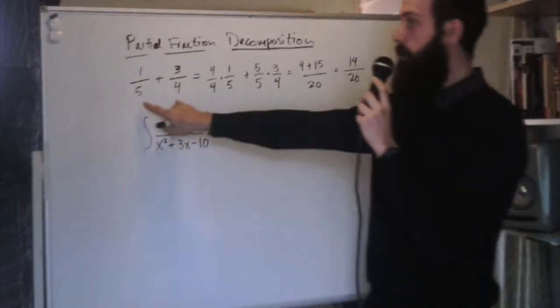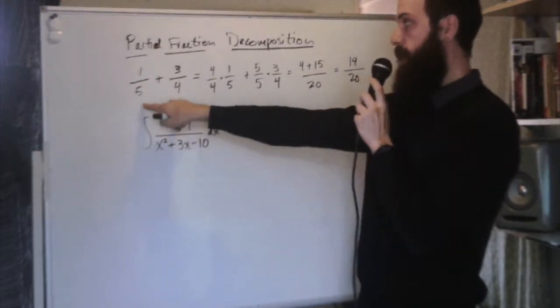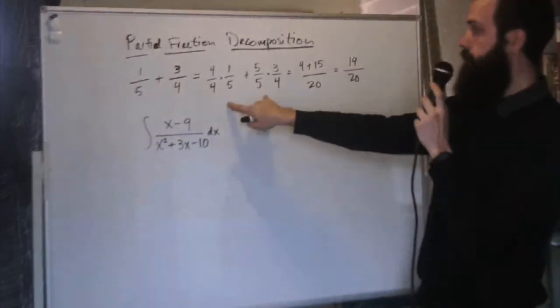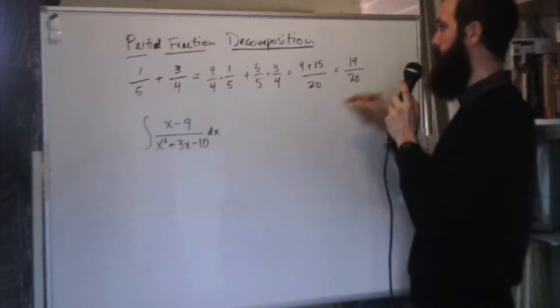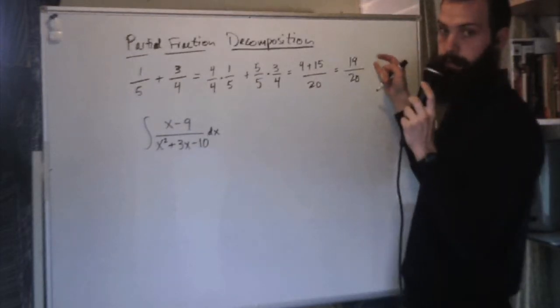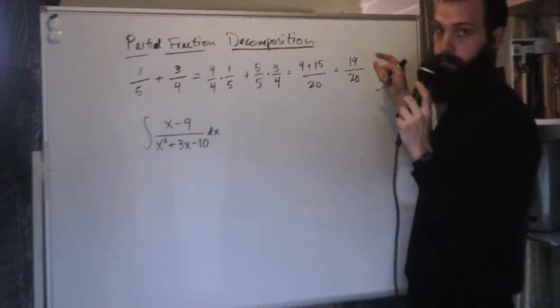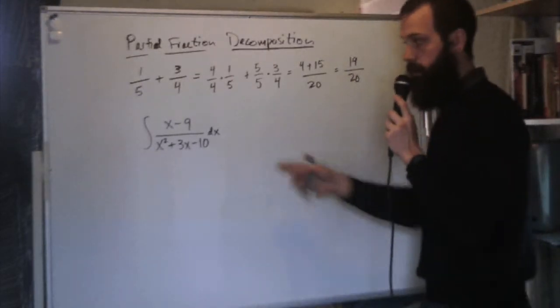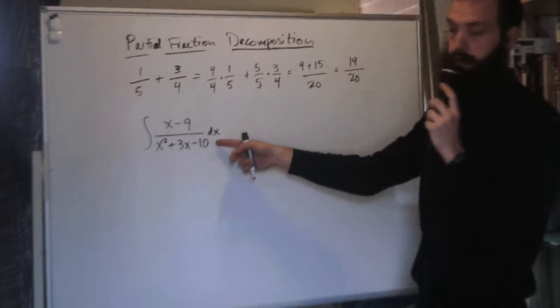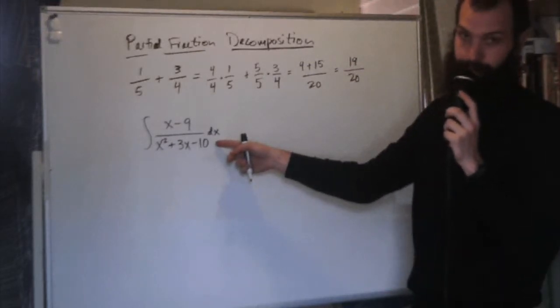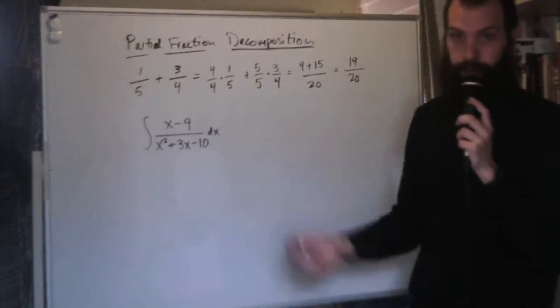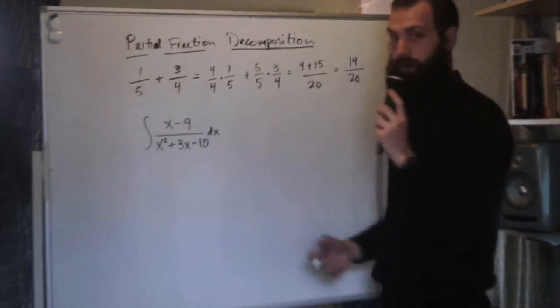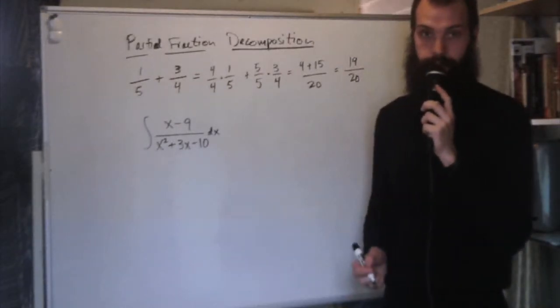Typically, when summing fractions, we find a common denominator in order to sum them. Partial fraction decomposition essentially reverses this process. We start with a composed function. We decompose it into a sum of partial fractions.